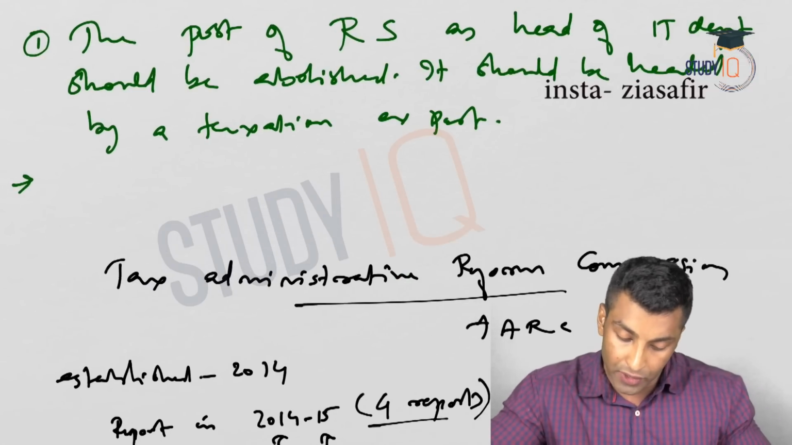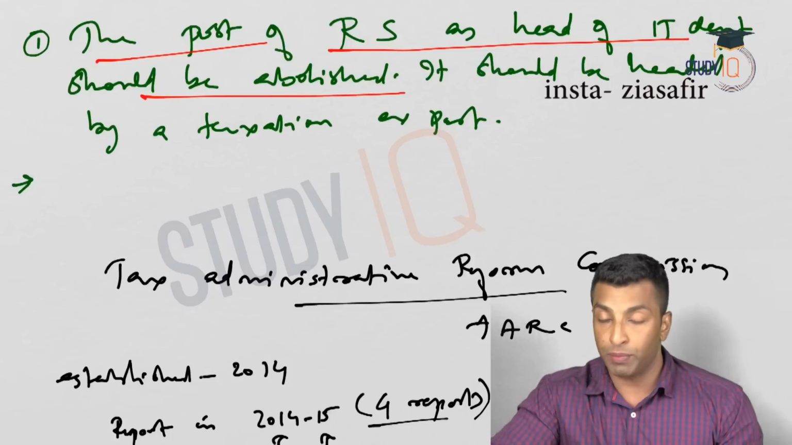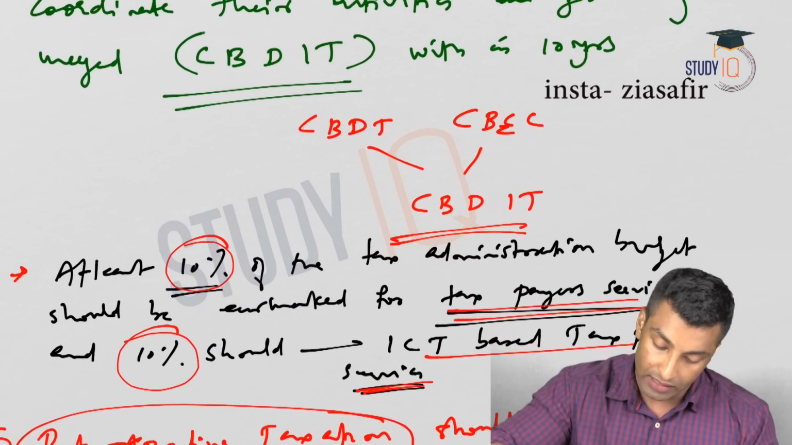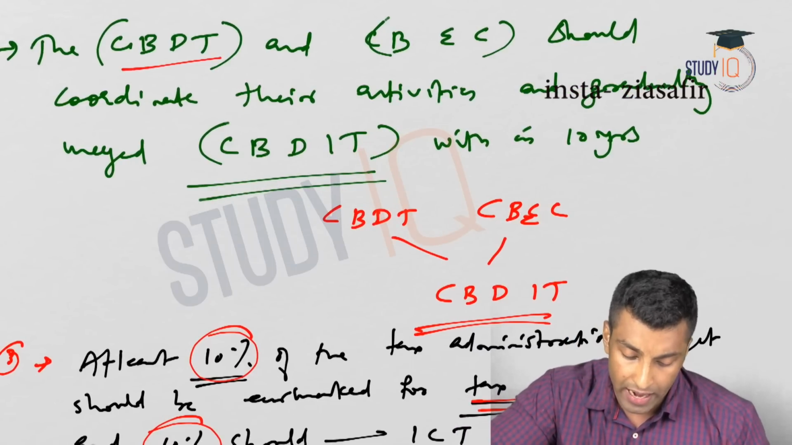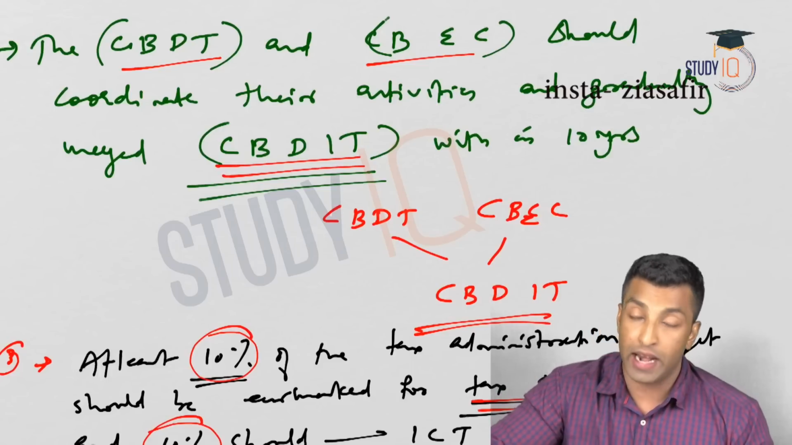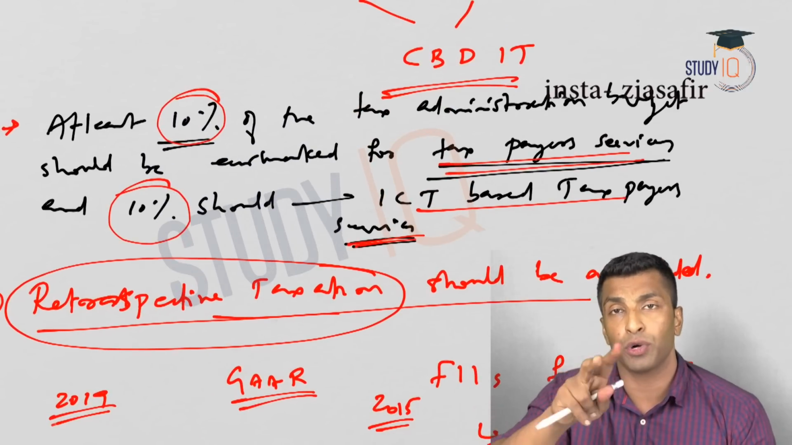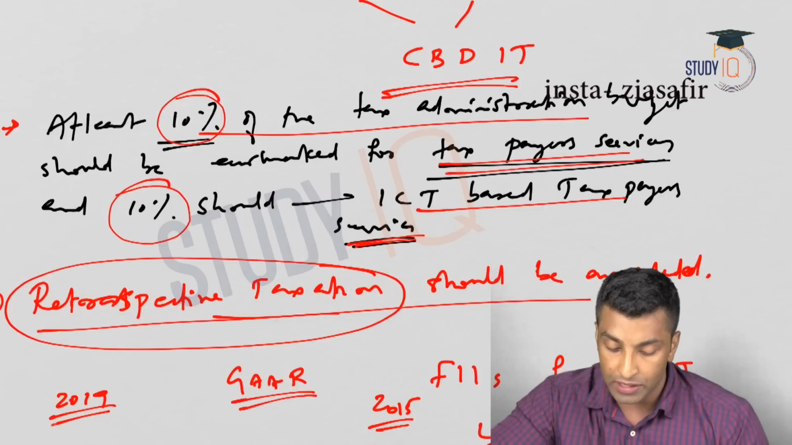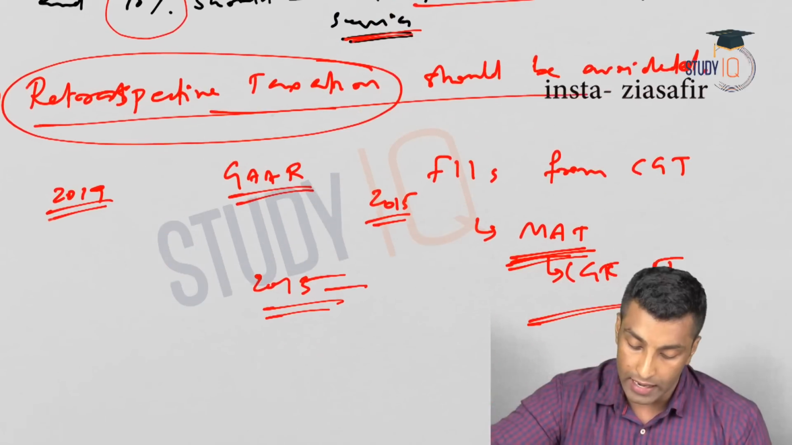Quickly, let's see that. The first one, the post of the revenue secretary as the head of the IT department should be abolished, and it should be headed by a taxation expert. That was actually not accepted. And then you can see here the other recommendations that we have discussed. The Central Board of Direct Taxes and the Central Board of Excise and Customs have to be merged, and a Central Board of Direct and Indirect Taxes has to be formed, and we are moving in that direction. I've already told you the database of each can be seen by the other, and at least 10% of the tax administrative budget should be earmarked for taxpayer services, and another 10% for ICT based services.